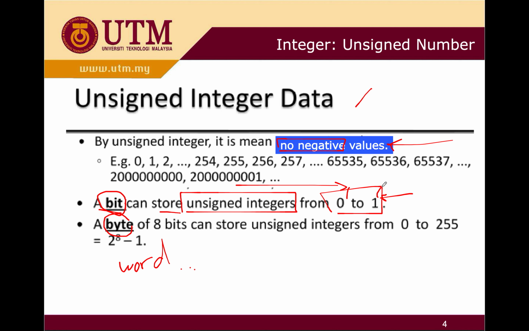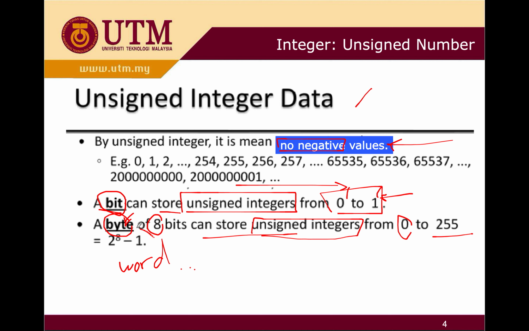If you didn't remember and did not understand, please go back and find the video, still under this number system, where we learned about bit, byte, word, etc. After bit, we know that there is a byte. A byte consists of 8 bits and can store unsigned integer from 0 to 255 only.